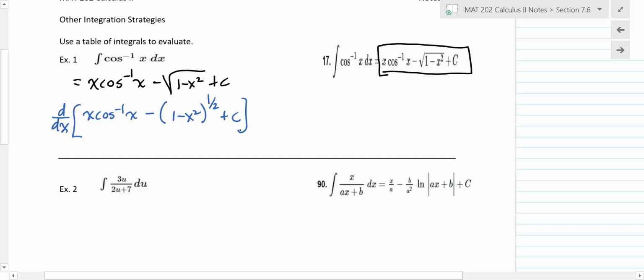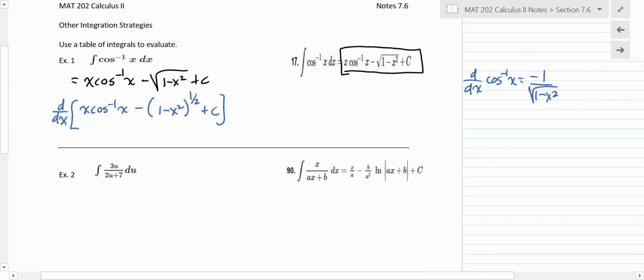One thing you want to remember here, which is something you usually do in Calc 1, is the derivative of inverse cosine of x is equal to negative 1 over square root of 1 minus x squared. That's something you may not remember, but that's the derivative formula for an inverse cosine. It begins with c, it's got a negative in it. That's the way I look at it.